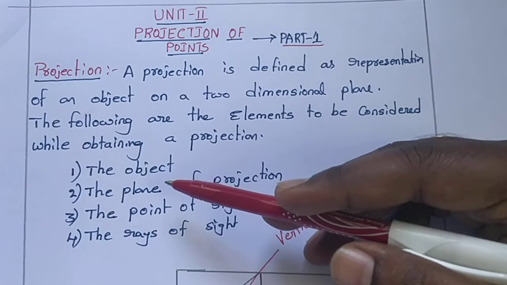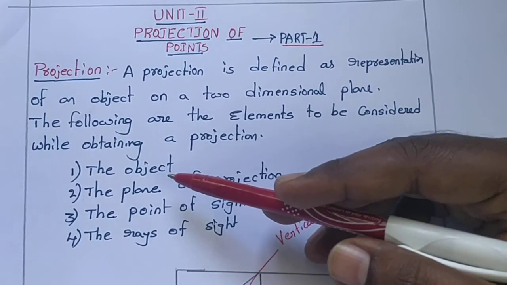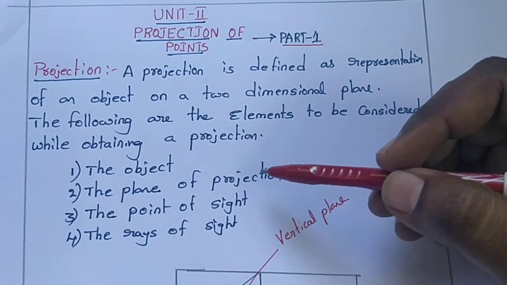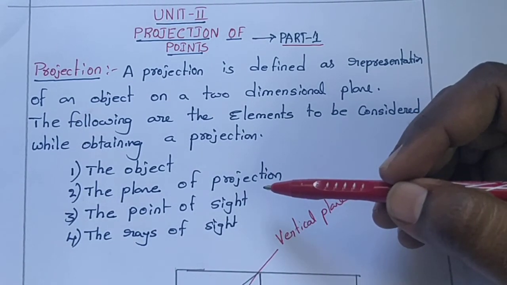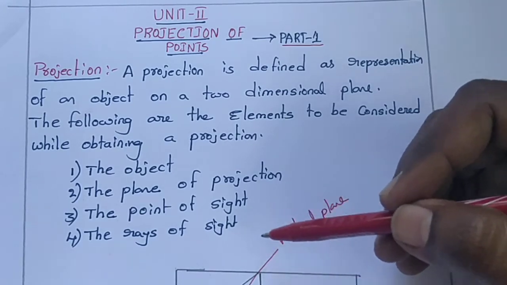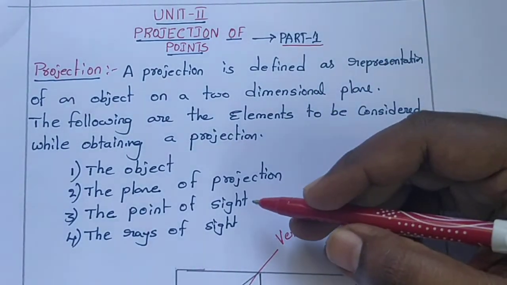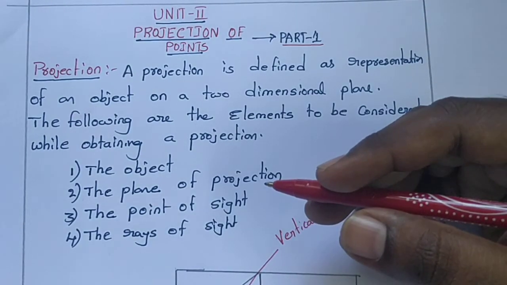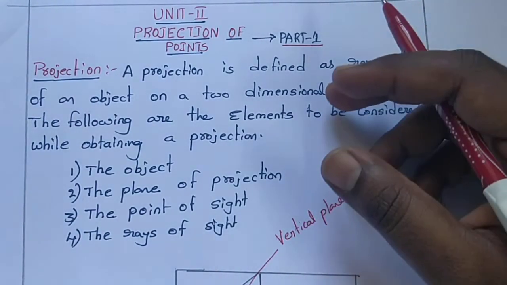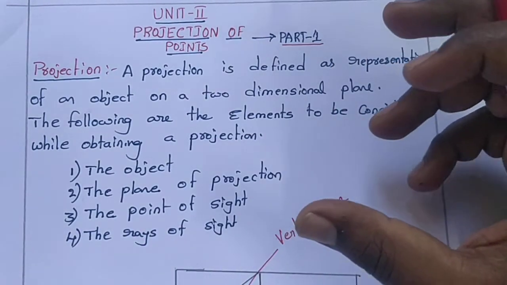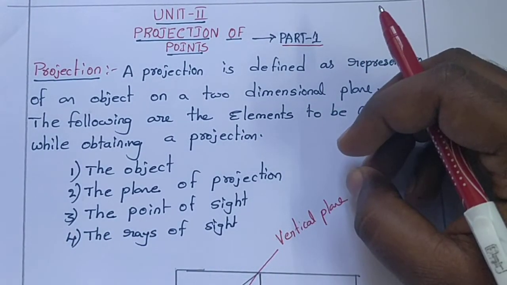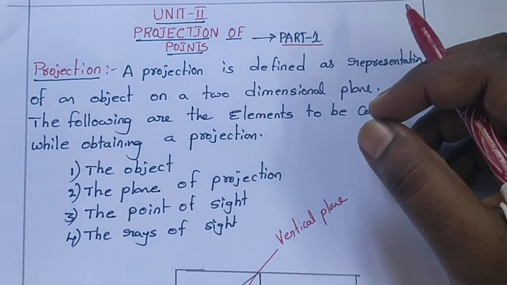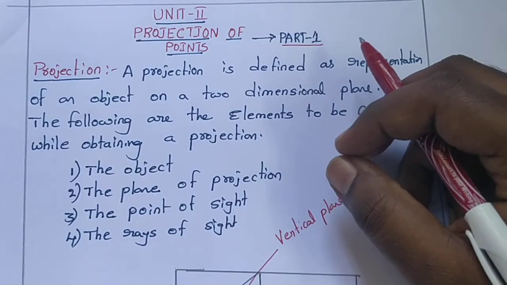First, the object: we need to know the type of object. Next, the plane of projection, that is, the plane on which we are going to project. Next, the point of sight, and next, the rays of sight. The point of sight comes from the object and intersects it, so that the projection appears on the plane. The rays of sight are the rays coming from the observer.